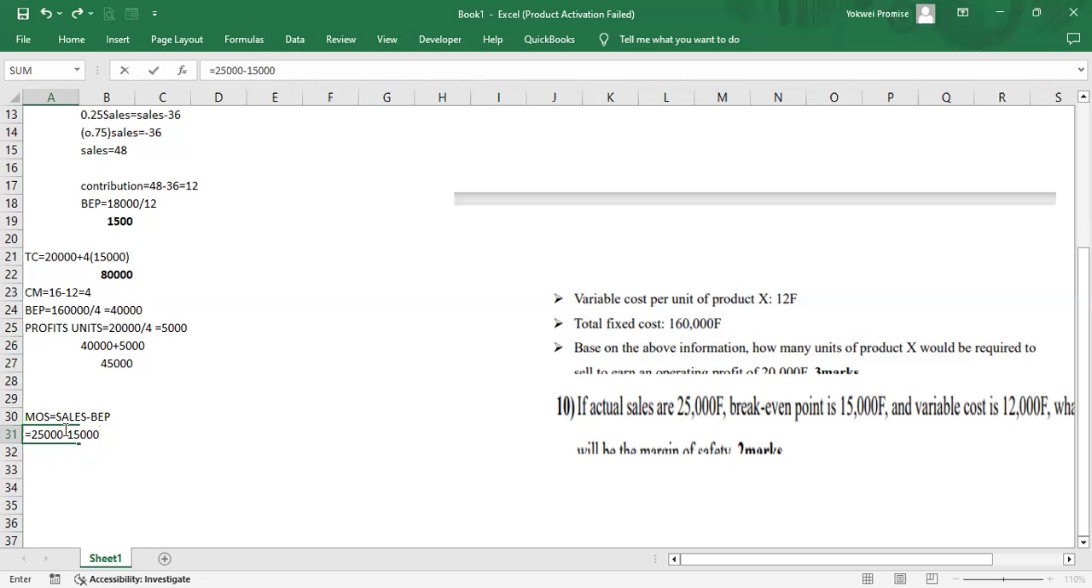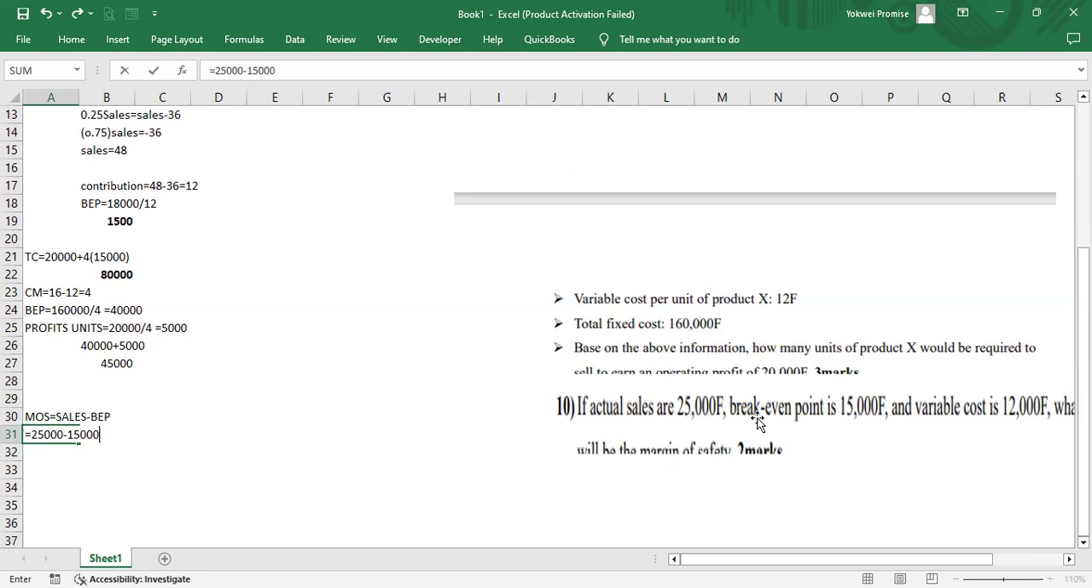It's not clear. 25,000 minus 15,000. It's not clear on your side. Okay. My screen is having a little problem, but I've seen it now. All right, thank God. By the way, I'm recording. You will also go through it when we are done.